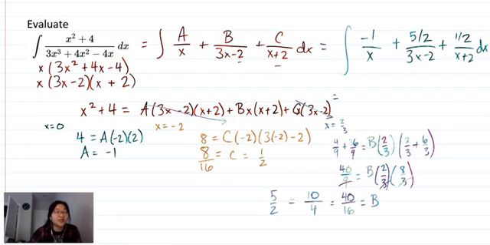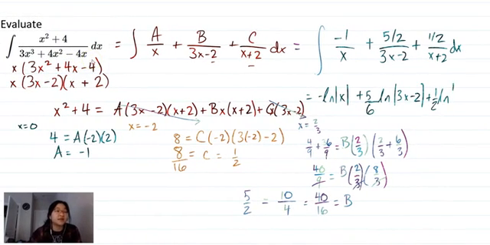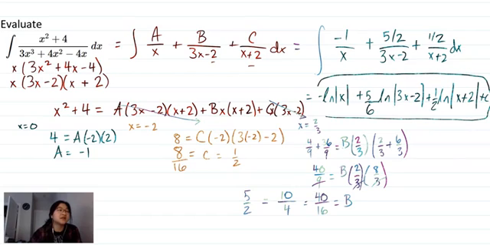And we can break that up into separate integrals. We have negative natural log absolute value of x plus 5/2 natural log absolute value of 3x minus 2, and then over 3 for our chain rule. So then we get 2 times 3 is 6. So this is a 5/6 instead. And 1/2 natural log absolute value x plus 2 plus C. Boom. There you go.